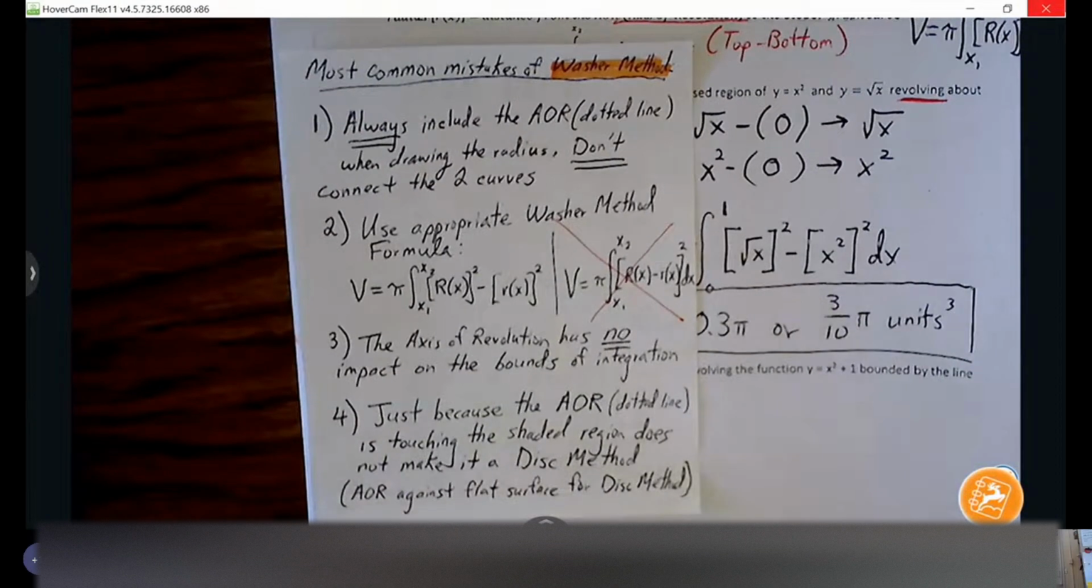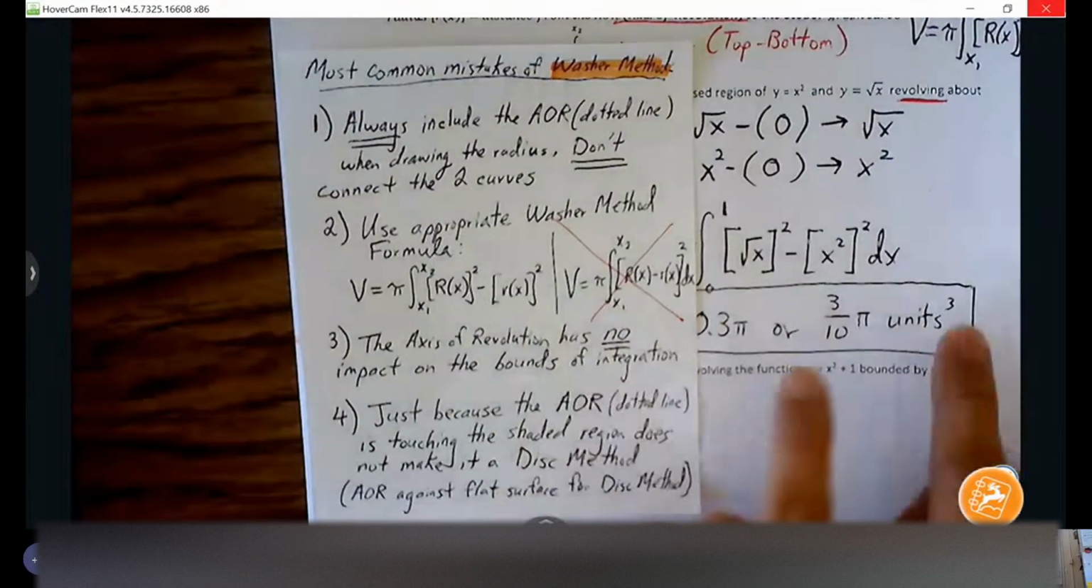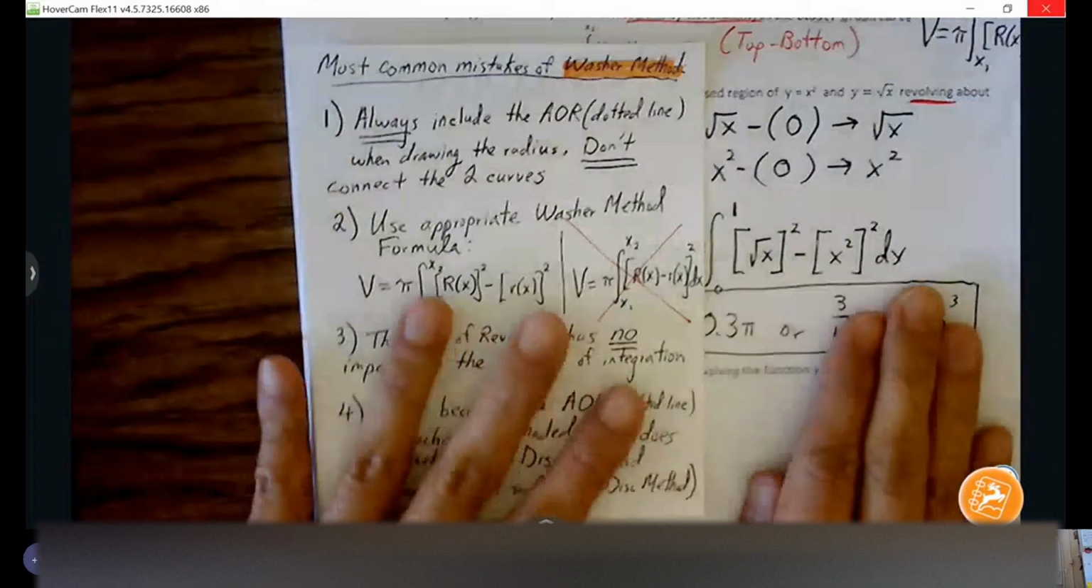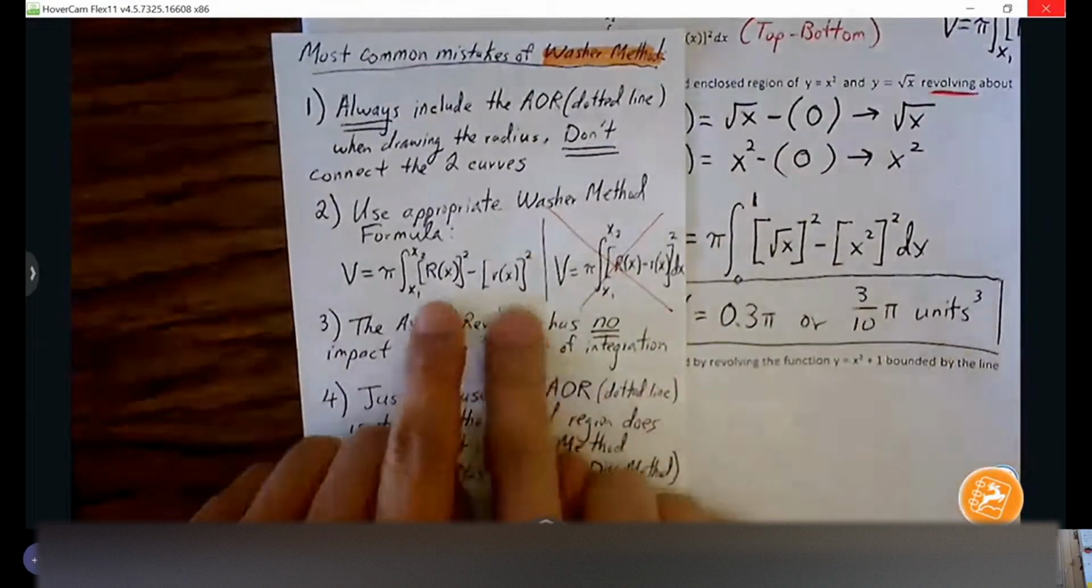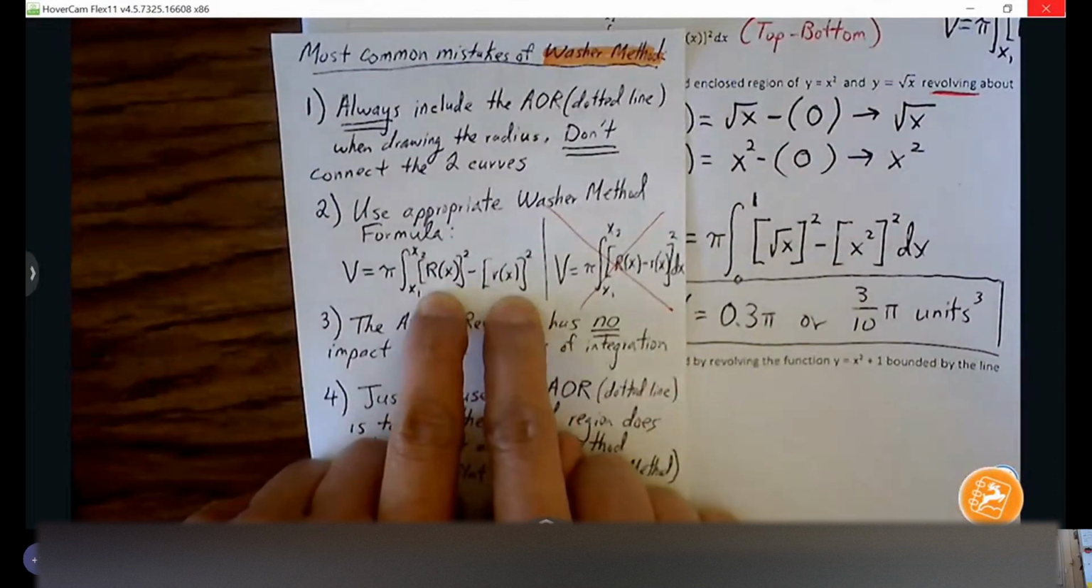The second common mistake that students make is trying to do a shortcut with the formula, but we have to square your radius separately.